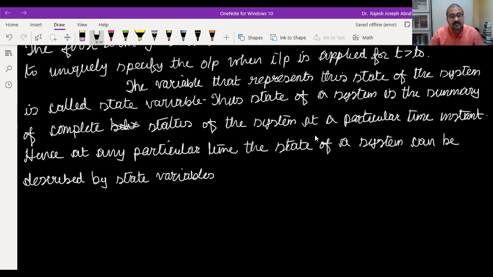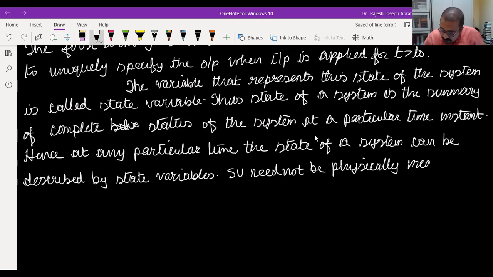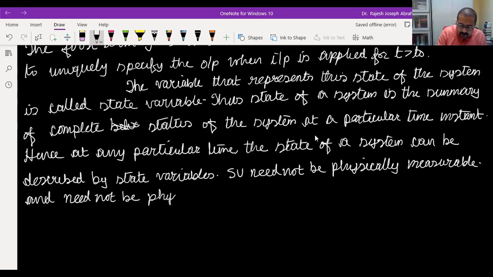So at any particular time instant, the state of a system can be completely described by the state variables. State variables need not be physically measurable, and they need not be physical quantities also.